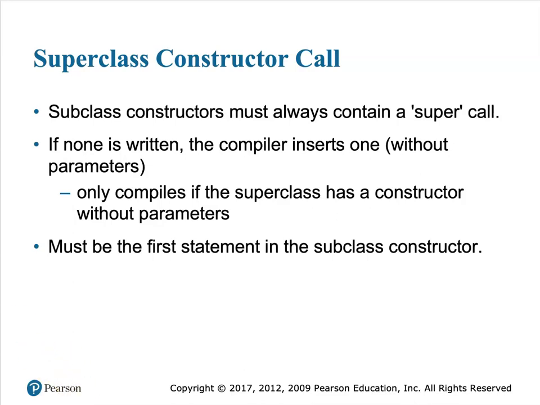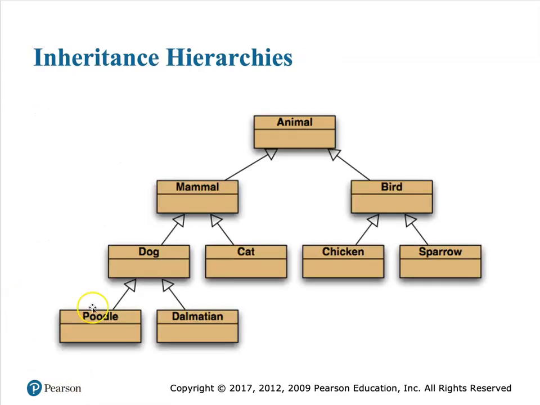So, going back to our animal hierarchy, if I were going to create an object of type Dalmatian, I couldn't make the object of type Dalmatian until I made an object of type dog, but I couldn't make an object of type dog until I made an object of type mammal, and I couldn't make an object of type mammal until I made an object of type animal. Once the animal was done, then the mammal could be created. Once the mammal was created, then the dog object could be created, and once the dog object was created, then the Dalmatian could finish creating itself.